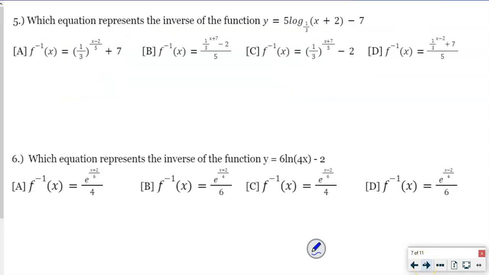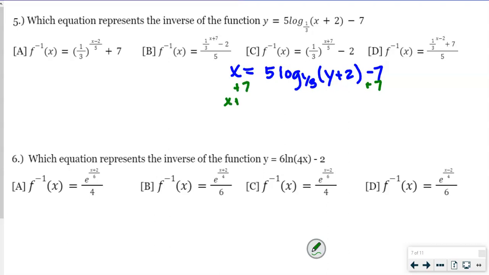Number 5 says, which equation represents the inverse of the function? So remember, an inverse of a log is a what? An exponent, right? So the first thing we're going to do here is swap our x and y. So we're going to say x equals 5 log base 1/3 of y plus 2 minus 7. So our first step here would be to add 7 to both sides.